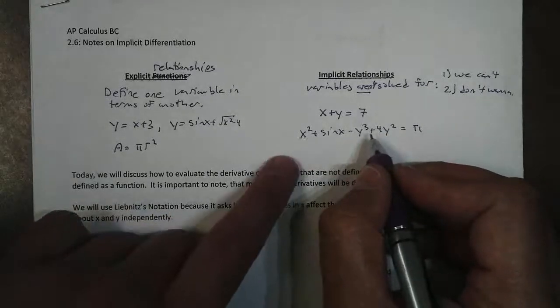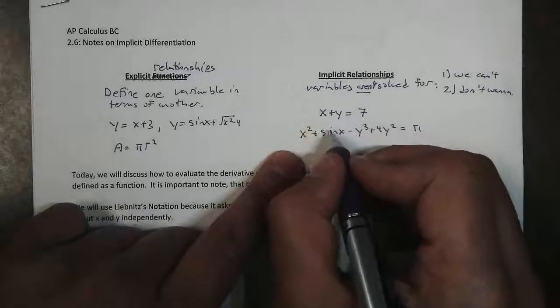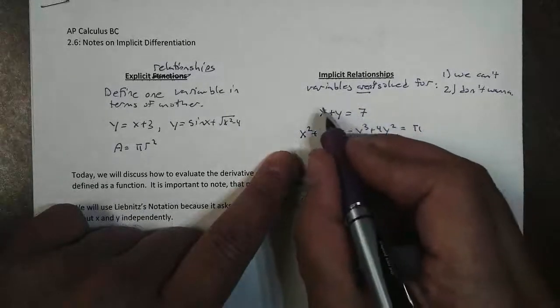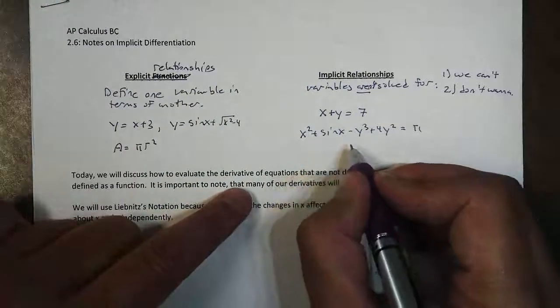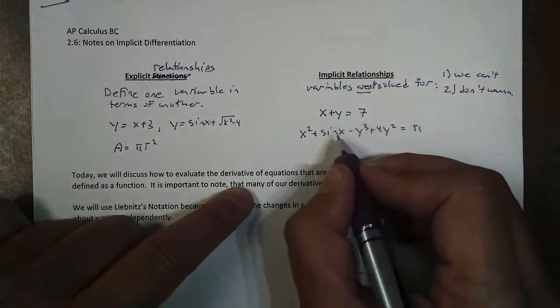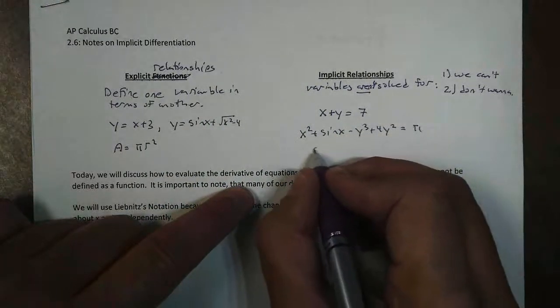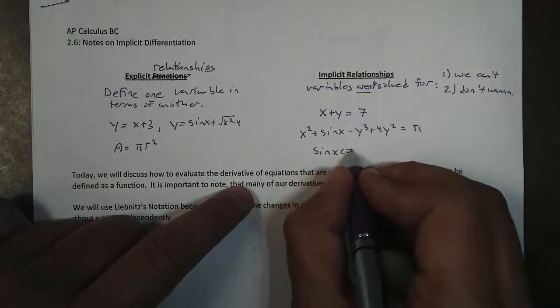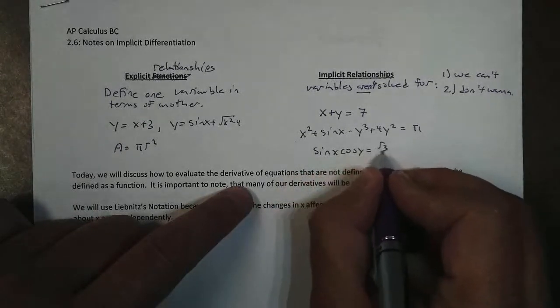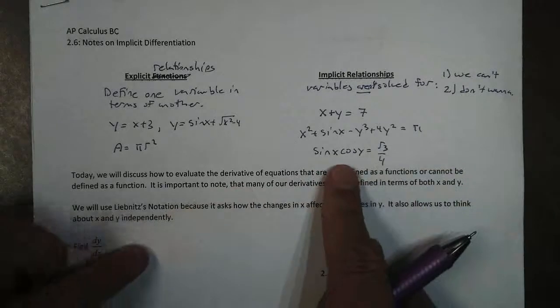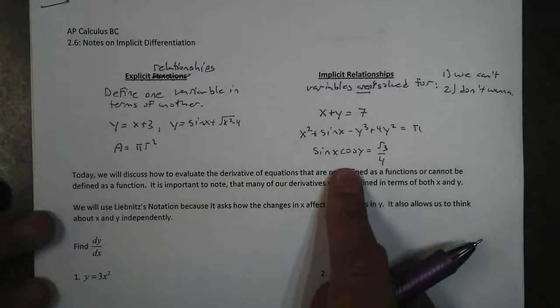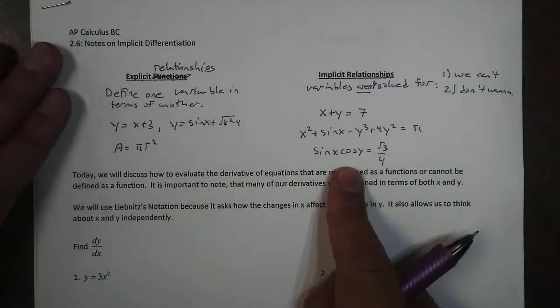So today's lesson is, how do we solve for functions or relationships where a variable isn't solved for? Another example could be this one, sine x cosine y equals root 3 over 4. I had an ex-girlfriend in college give me this question. We'll talk about this one later on.